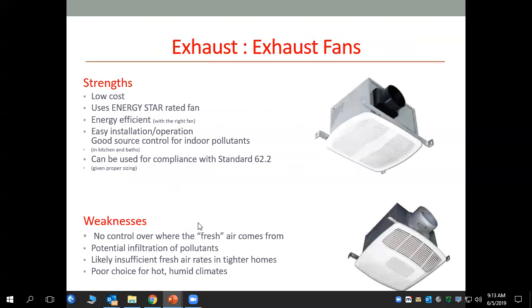All right, exhaust strengths. Cheap. You can use Energy Star rated fans. They're efficient with the right fan. Easy to install, see them in every house. Good source control for indoor pollutants in kitchen and baths, and can be used to meet your compliance with standard 62.2, given the proper size. Weakness, no control over where the fresh air comes from.